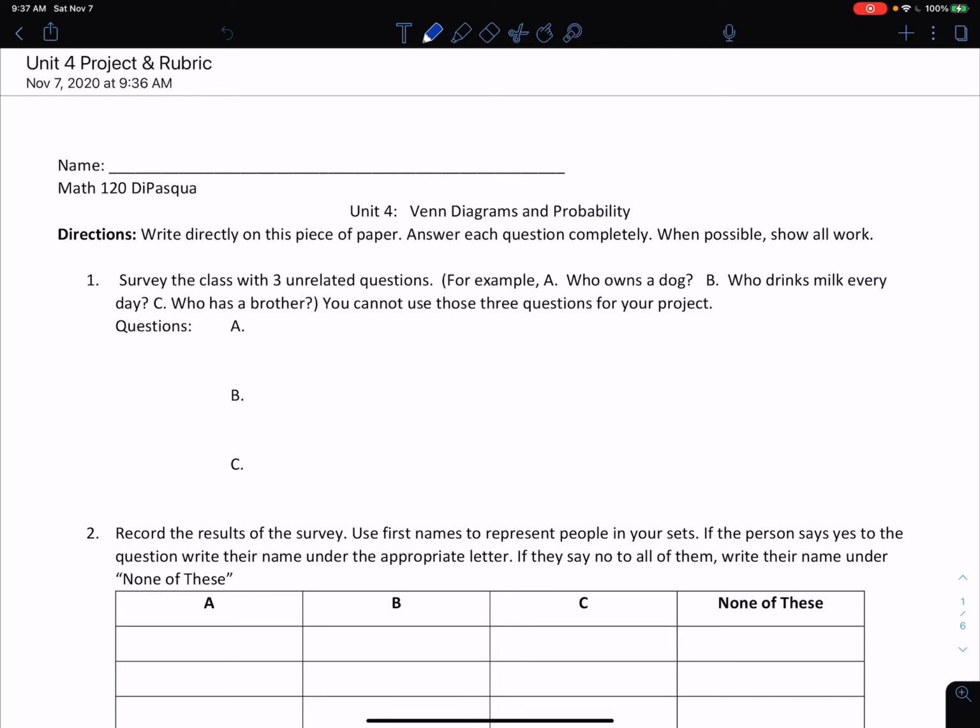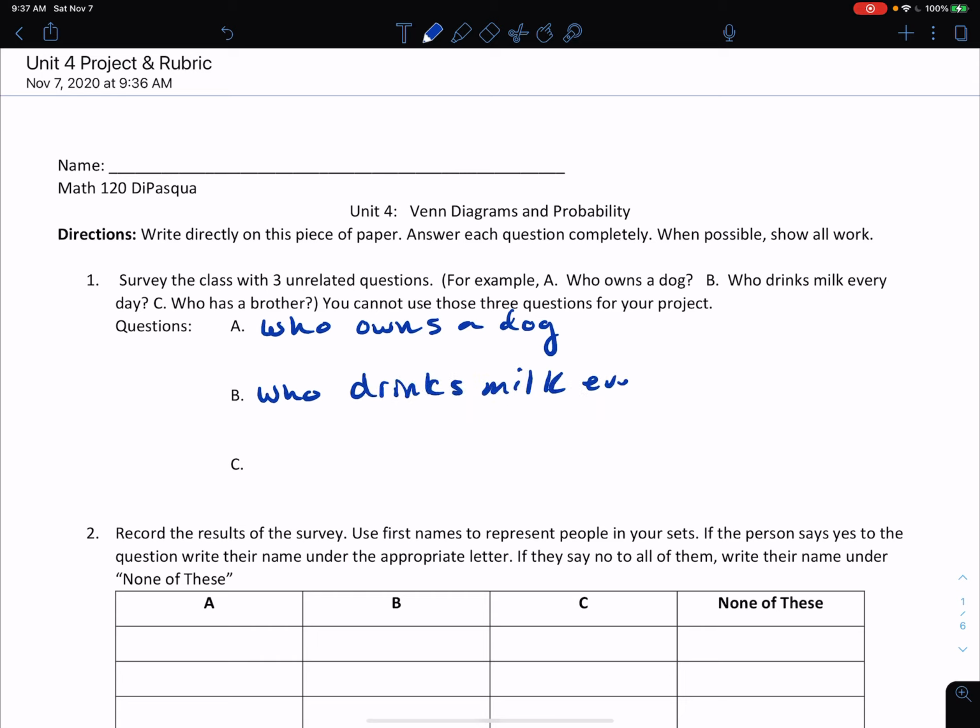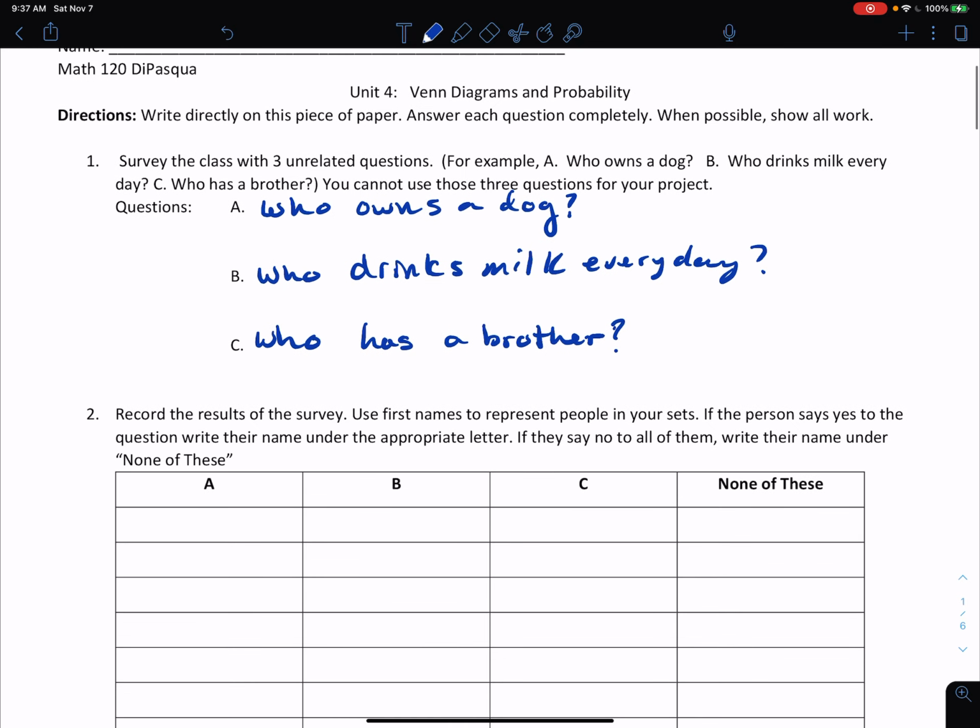Let's look at the Unit 4 project. Here, you're going to use the questions that you already asked in your Unit 4 discussion board. So the examples I gave were who owns a dog, so I'll treat that like my question A. Who drinks milk every day? And who has a brother? So you'll have some responses from our Unit 4 discussion board. You need at least 10 responses.